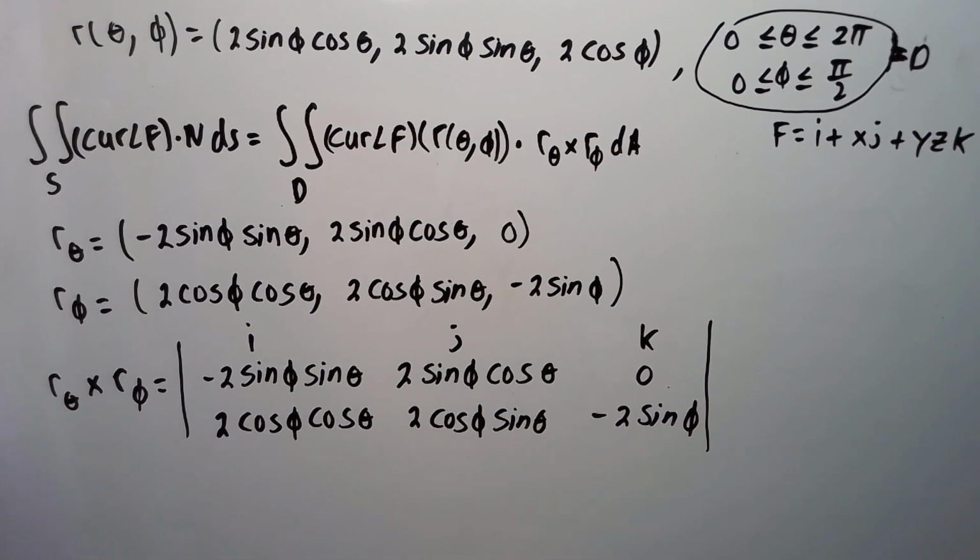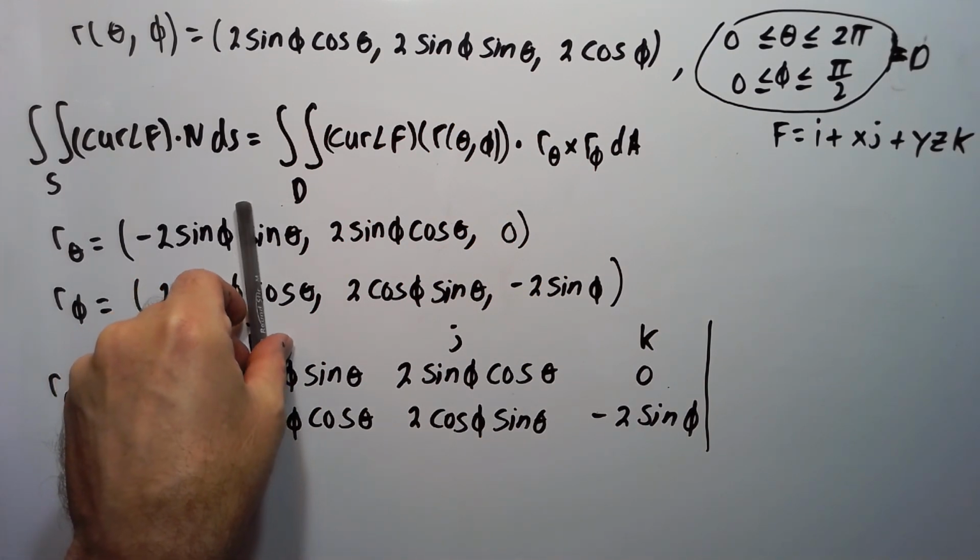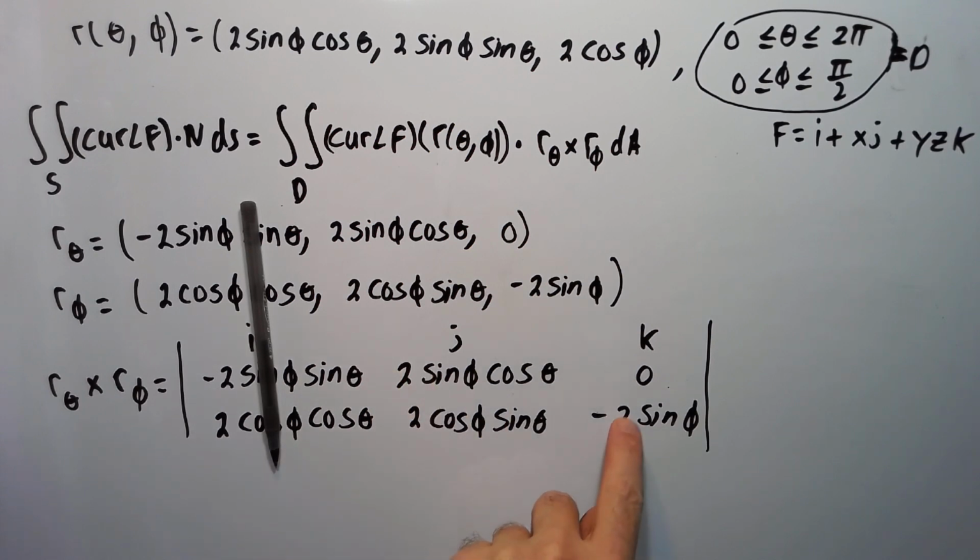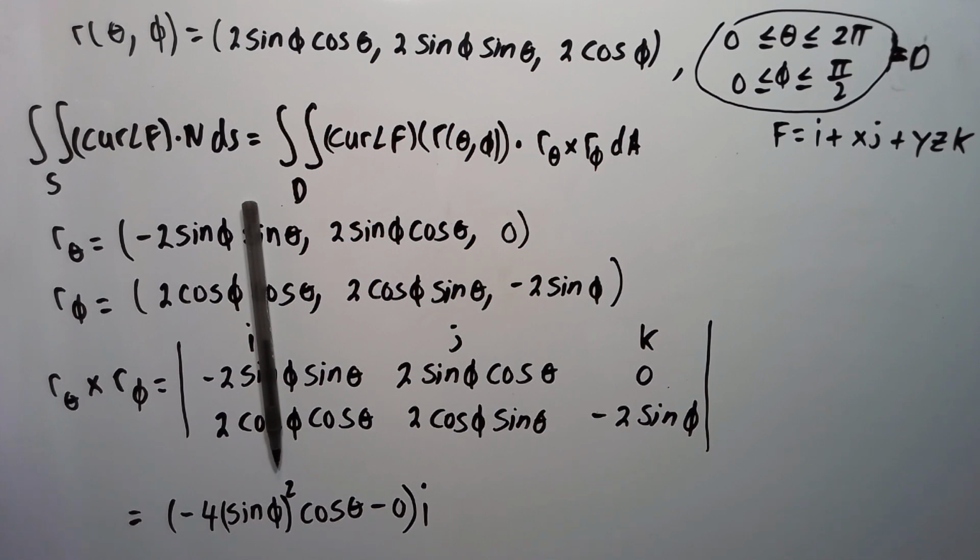Okay, so here's my cross product. I have my r theta on top, r phi on the bottom. So let's do the i component first, so let's cover this. It'll be this times that, minus this times that. So let me write it down here. So I get this: I went 2 times negative 2 would be negative 4, then sine phi times sine phi squared, and times cosine here, and then 0 that way.